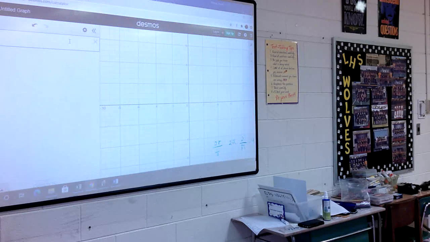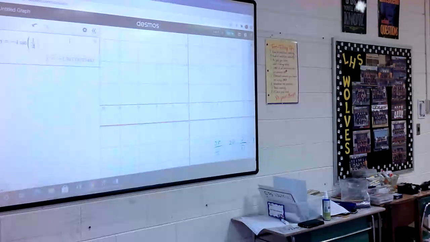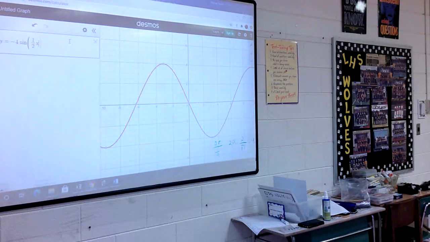Y equals negative 4 sine parentheses 1/2 x, and then close the parentheses. So that one crosses at 0, 0. You see it's going down 4 and up 4. That's the amplitude, 4. It's negative because it starts by going down. So that helps you see why it's negative.